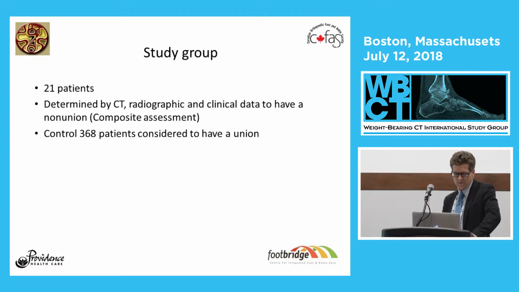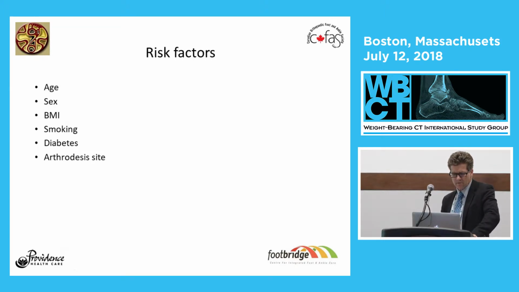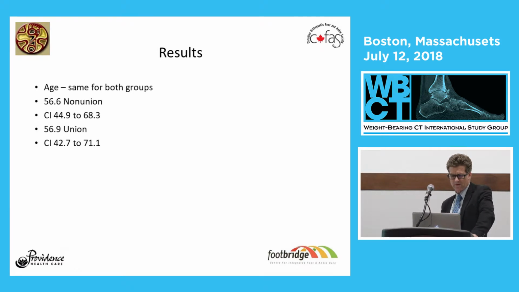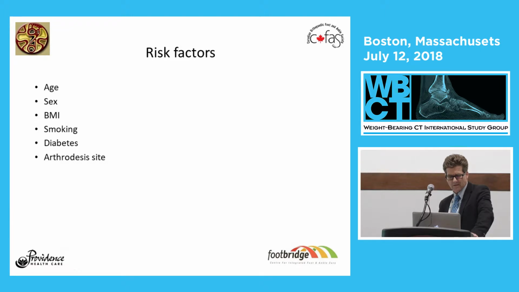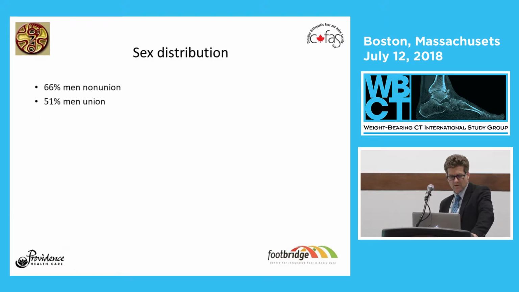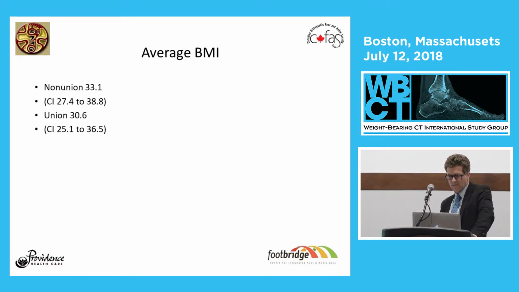And so from this, we can then come to the patients who we determined by CT to have a non-union, and we identified a number of risk factors. And so the bottom line was the CT was a better delineator for non-union in this particular paper. And it identified, for example, that you're more likely to be male if you have a non-union. You're more likely to have a higher BMI, and so be overweight.